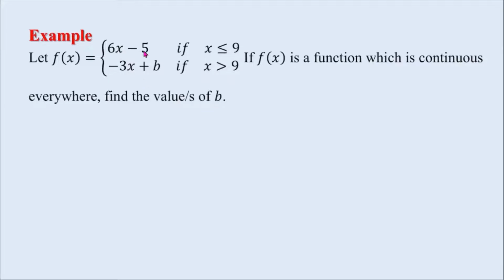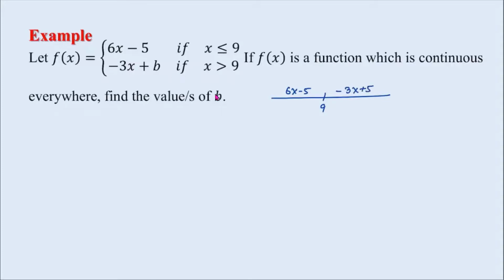Okay, so this is a linear function. This will be continuous everywhere. And this one is also a linear function. It will be continuous everywhere. So the only place we need to check here is, because 6x minus 5 is for x less than or equal to 9, if here is 9, then for x less than or equal to 9, the function is 6x minus 5. And on the other side, for x greater than 9, it is negative 3x plus b.